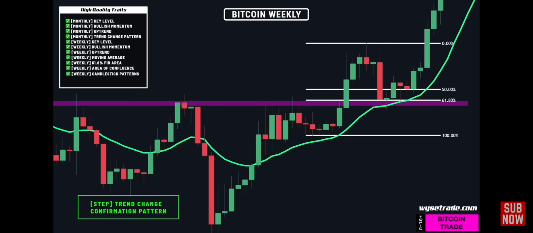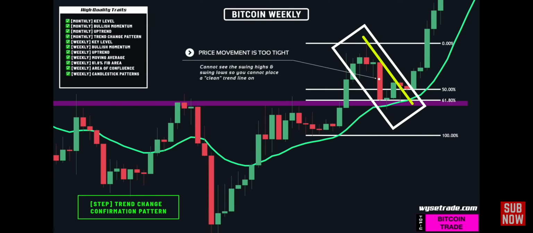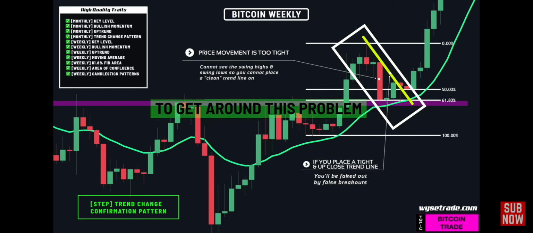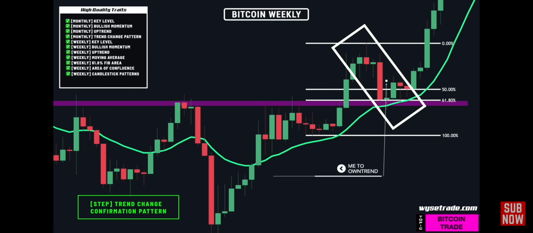So as we previously discussed, we would usually try to place a trend line onto the immediate trend and wait for a break to confirm the trend change. Now the issue with trying to put a trend line on this current trend is that price movement is too tight, and we cannot clearly see the swing highs and lows. So if we were to put a trend line up close and tight like this, it'll result in fake and false breakouts.